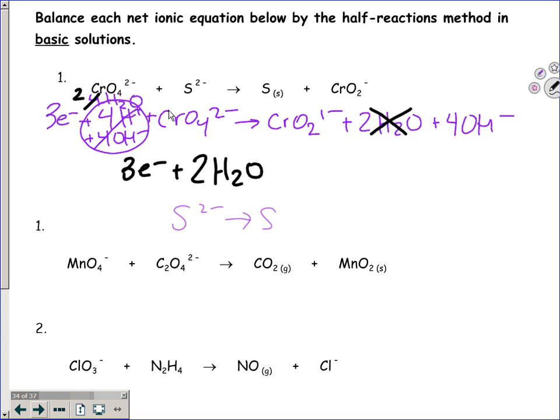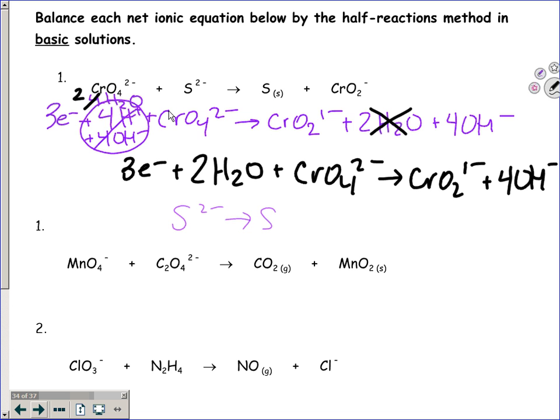So we have 2 waters here plus a chromate yielding a chromium something and 4 hydroxides. Okay. So we just went to acid, went to base, simplified, got the half reaction as simple as I could. Yes? Now let's do the second half reaction. What do I need?